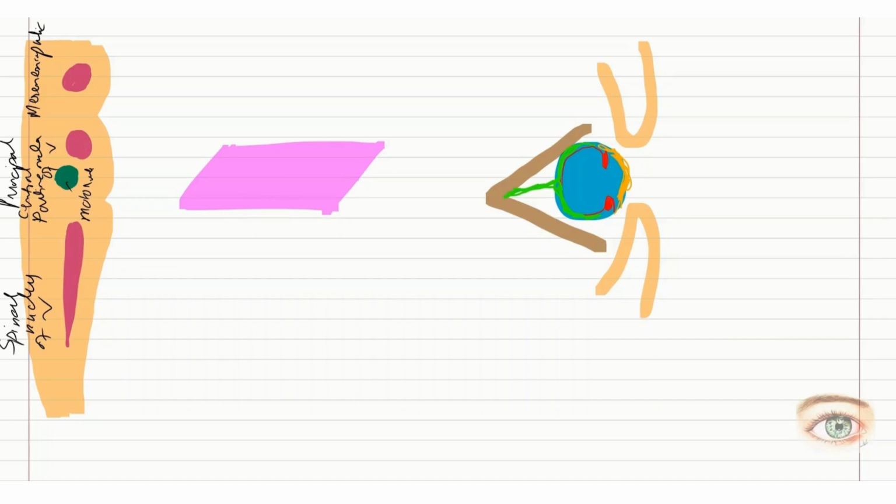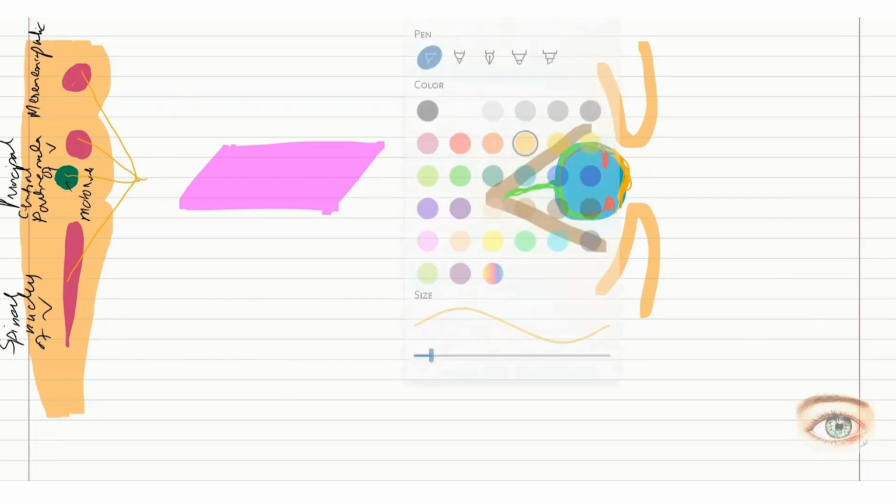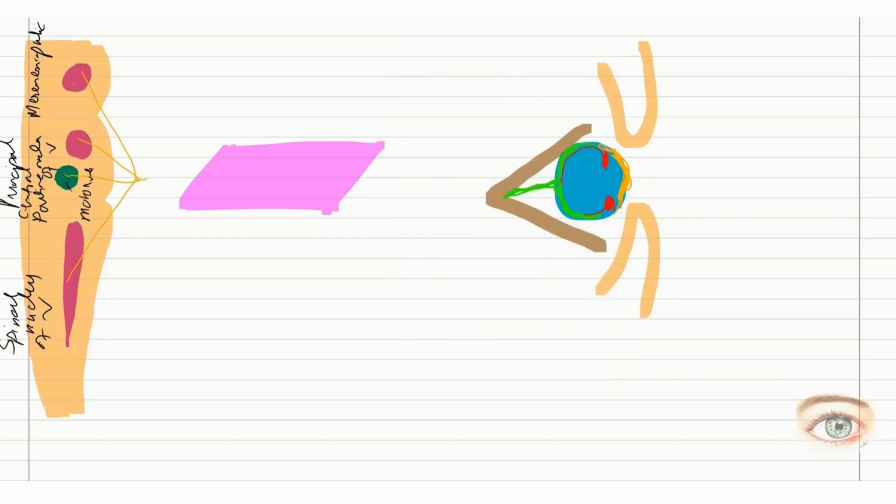Now, the fibers from all these four nuclei, let me grab another pen. Now, fibers from all these four nuclei will converge at a point which is called the trigeminal ganglion. Now, from this ganglion, we will have three branches of the trigeminal nerve.